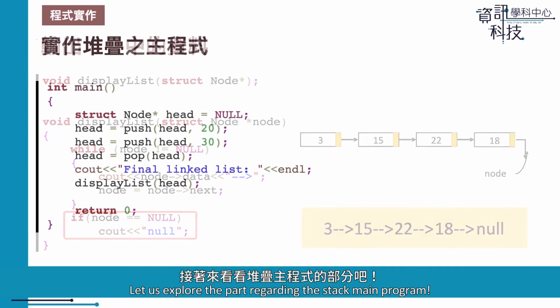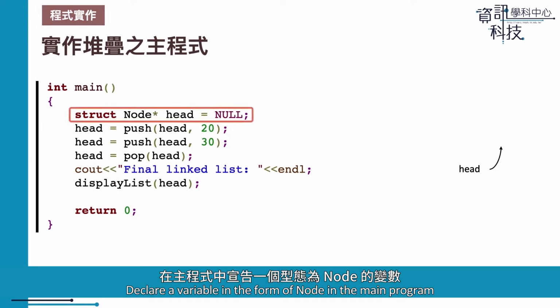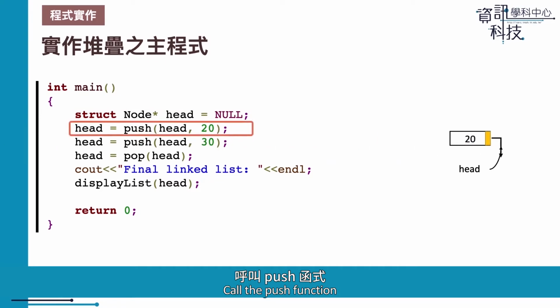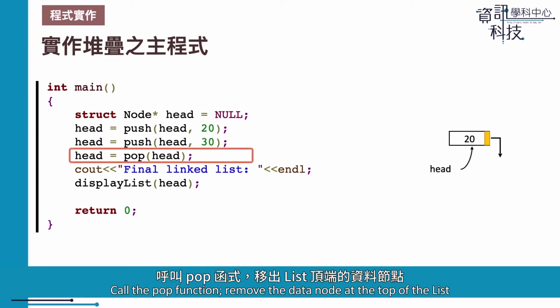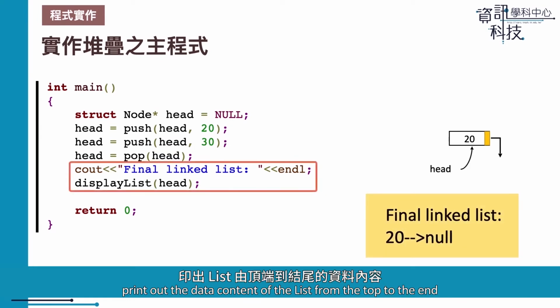Let us explore the part regarding the stack main program. What does this program code mean? Declare a variable in the form of node in the main program and name it head to represent the node at the top of the list. Call the push function. Push in the node with a numerical value of 20 at the top of the list. Call the push function. Push in the node with a numerical value of 30 at the top of the list. Call the pop function. Remove the data node at the top of the list. Call the display list function. Print out the data content of the list from the top to the end.